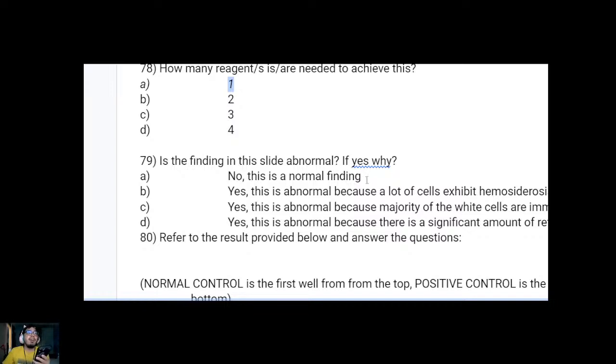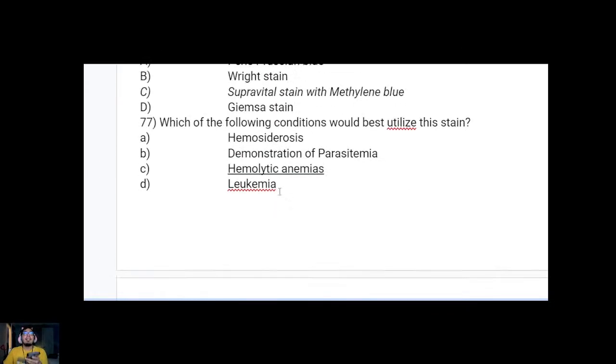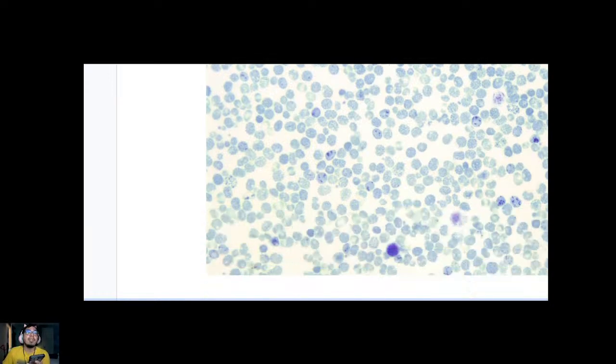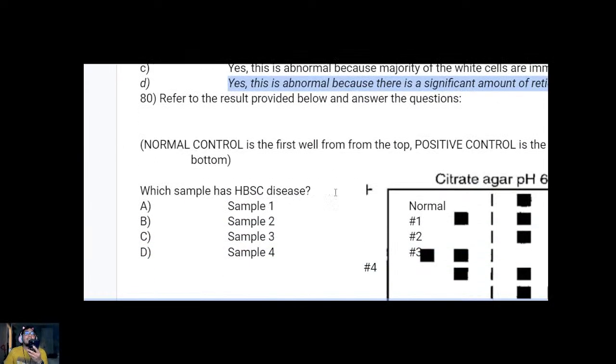Is the finding abnormal? Yes. If yes, why? No, it's a normal finding. Yes, it's a normal finding because there's a lot of hemosiderosis. No, there is a lot of reticulocytes, class. Class ha, tandaan, ganyan ang itsura ng reticulocytes. Ayan, oh, class, ang dami, oh. Diba? Alright.